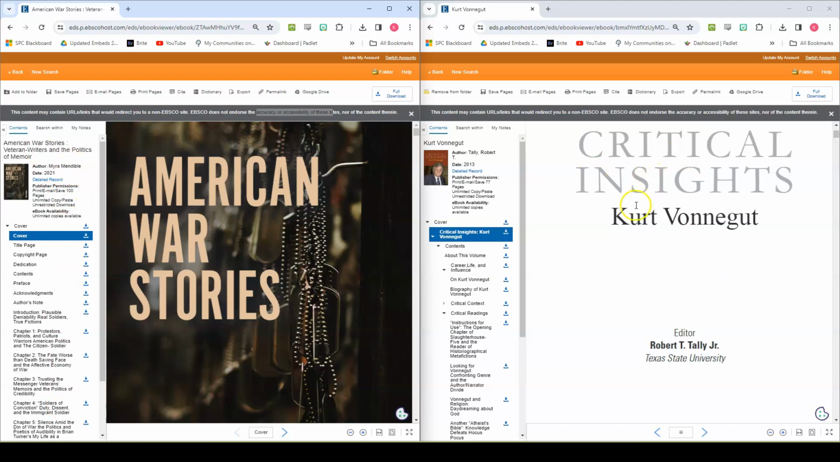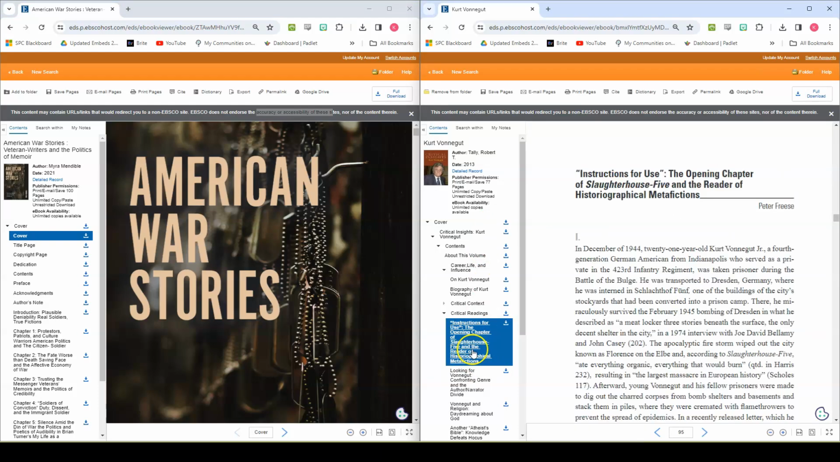This is an edited collection, so there are a number of pieces and specific source articles in this container that Robert Talley, the editor, has collected together into a book. And in cases like that, you have to cite both the author and the editor. So if I was citing something out of this book, let's say I was citing this chapter here. Notice that this chapter has a different author, Peter Fries. Now, if I'm using this chapter, this critical reading in research, I would cite this as the source title.